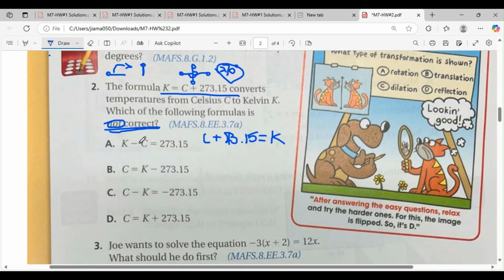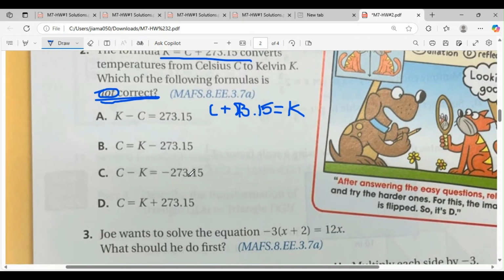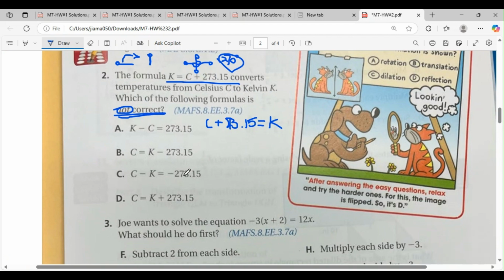Okay, so let's see. Then, letter A. K minus C equals 273.15. Okay, so this one minus this one equals this one. This is correct. Okay, B, C equals K minus this. K minus this equals this. It's also correct. Okay, C, C minus K equals negative 273.15.